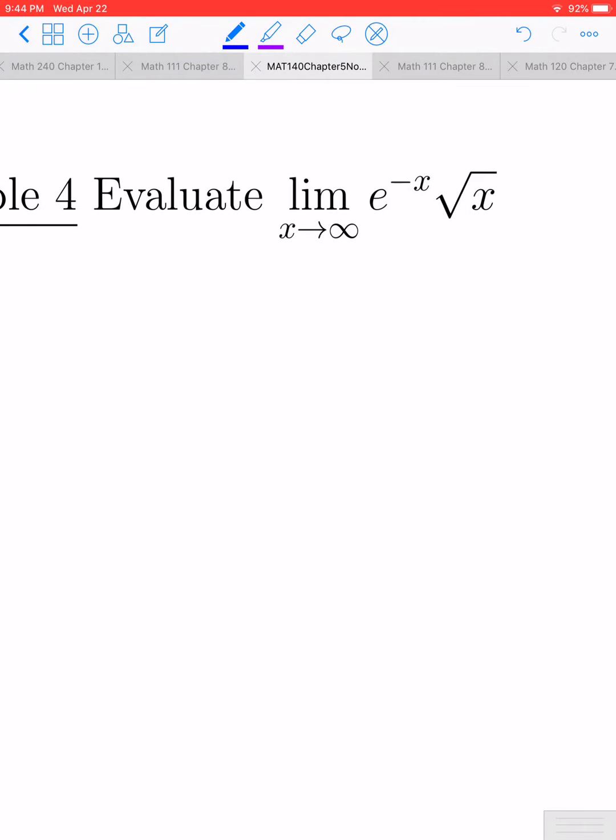Let's take a look at example 4. We're asked to find the limit as x approaches infinity of e to the negative x times the square root of x. Initially, we would end up with something like this. As x approaches infinity, e to the negative x is going to approach 0, while the square root of x is going to approach infinity. 0 times infinity is an indeterminate form, but it's not a form that we can apply L'Hopital's rule to.